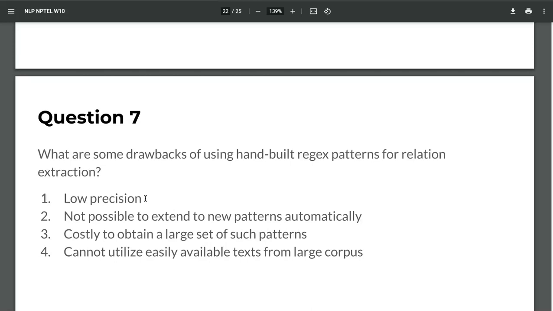And the precision will be low, but will the accuracy be greater? How will you define the accuracy? Do you know the definition of precision and recall? Precision is a different thing, recall is a different thing. Yeah, so accuracy will also be hurt.